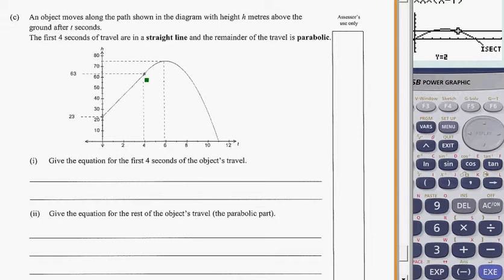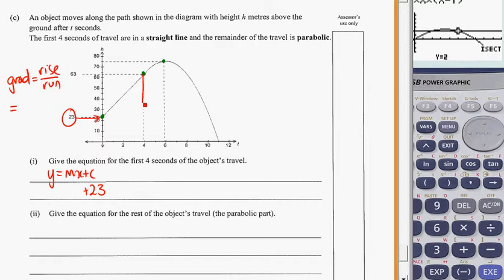First 4 seconds are in a straight line, so we've got that point definitely and that one, and the rest is parabolic. Give the equation for the first 4 seconds, so that's the equation of that line. We'll go back into red. It's a straight line, so we need y equals mx plus c at the moment. The y-intercept I can see they've told me is 23, plus 23. We need a gradient, helping ourselves, rise over run.